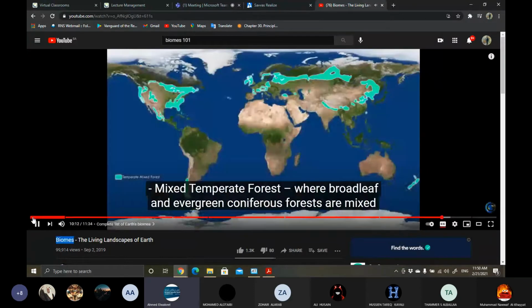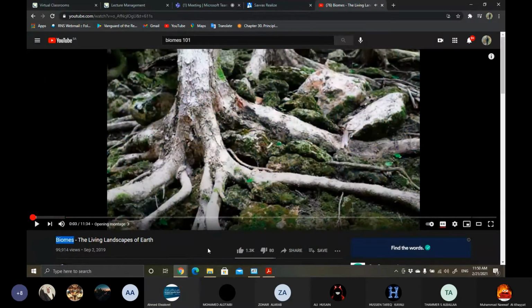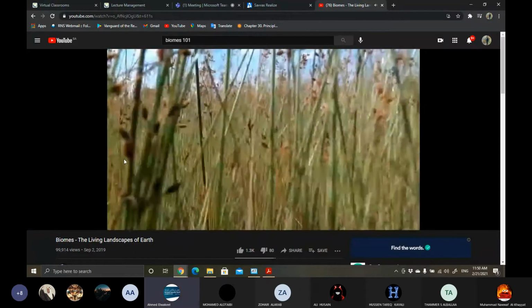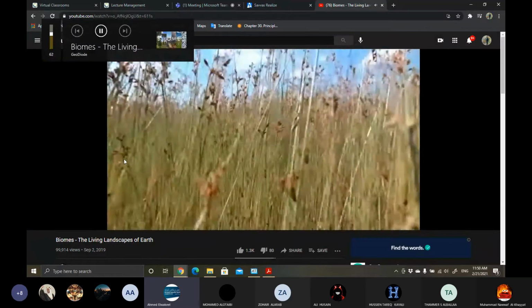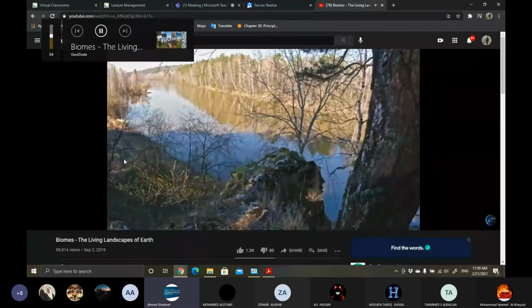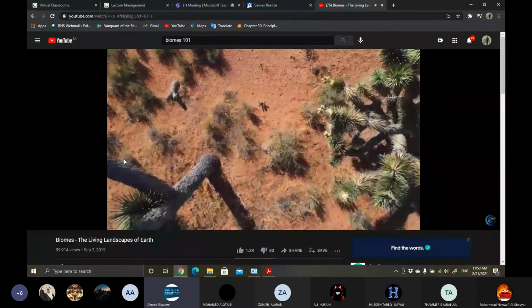Mixed temperate forest. These, of course, are some of the biomes on the planet.